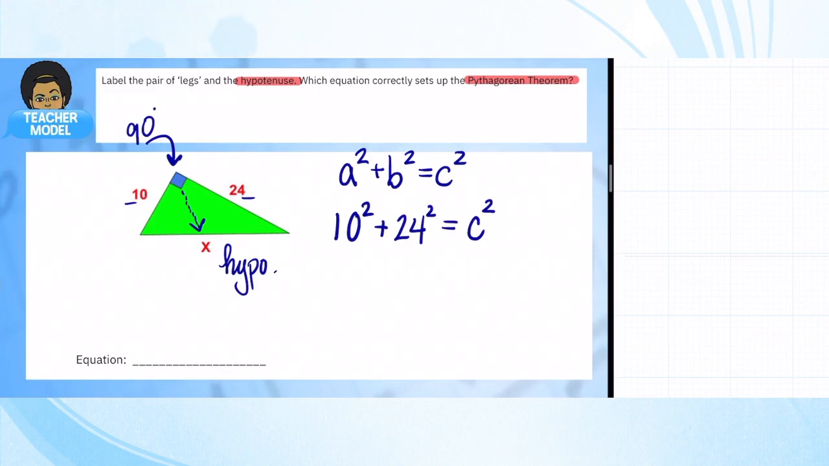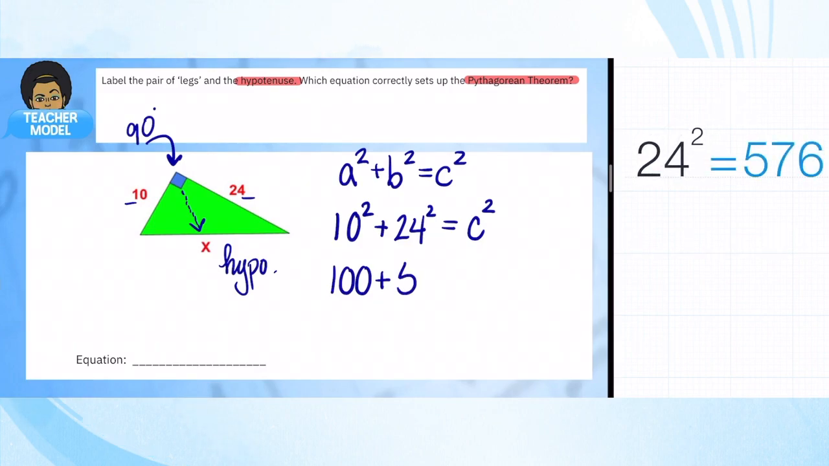So to solve this out, we're going to start by simplifying the expression that we see here. And we have a lot of things with exponents. So 10 squared, we're going to solve that part first. 10 squared, let's simplify this. That's the same as 10 times 10. That is 100. 24 squared, if you're not sure, just use your calculator. And that's 576 is equal to C squared.